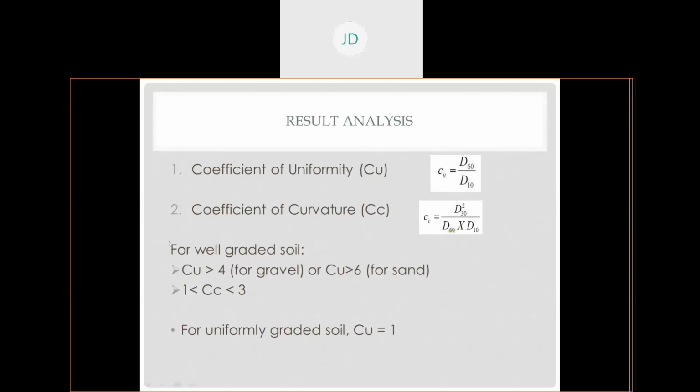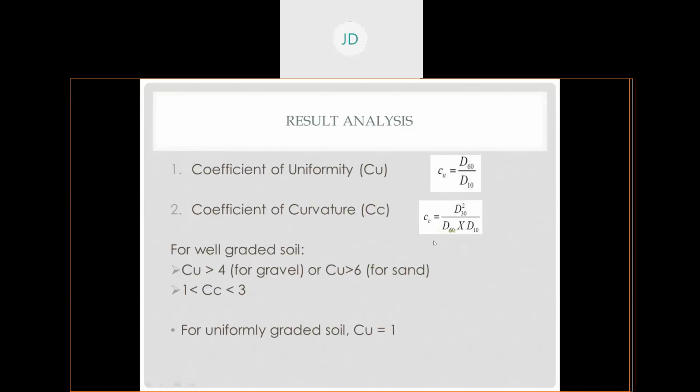How? Here some recommendation is given. For well graded soil, Cu, the coefficient of uniformity, must be greater than 4 if you are doing sieve analysis for gravel, and if you are doing it for sand, Cu must be greater than 6. Also, the coefficient of curvature, Cc, must be between 1 and 3. These two conditions must be satisfied for well graded soil. If not, we can say this soil is poorly graded soil.